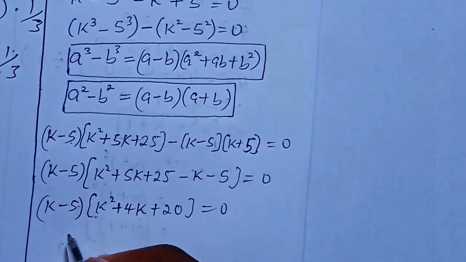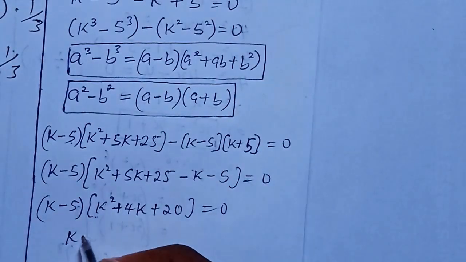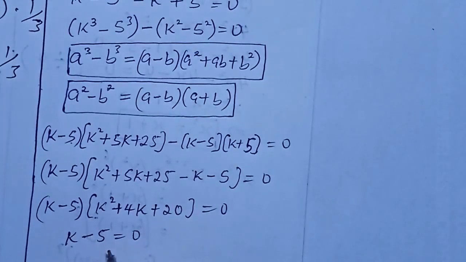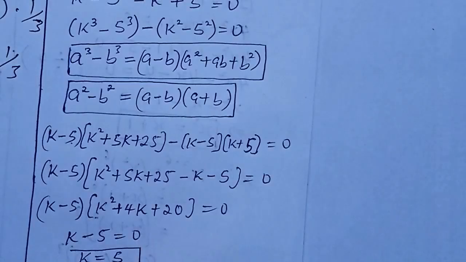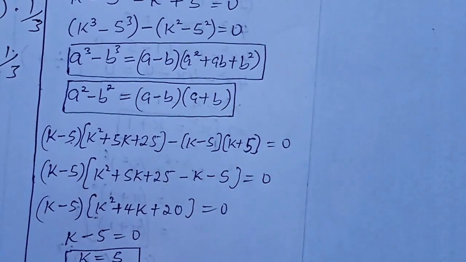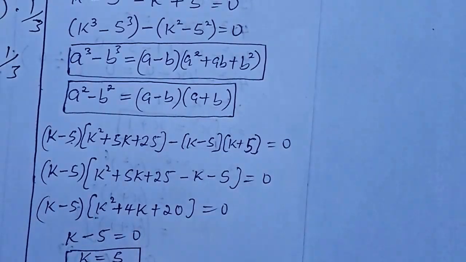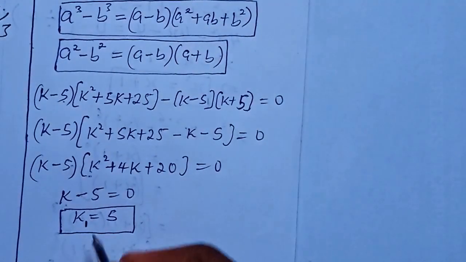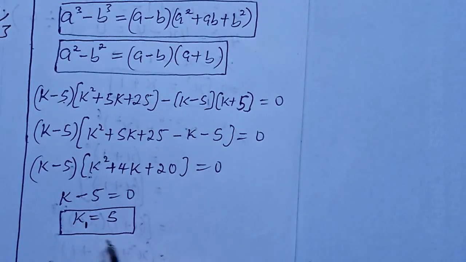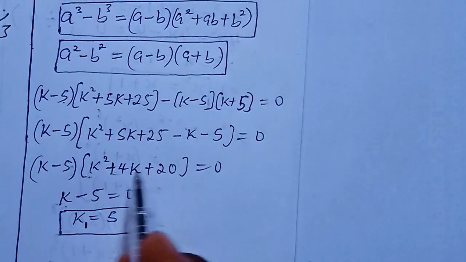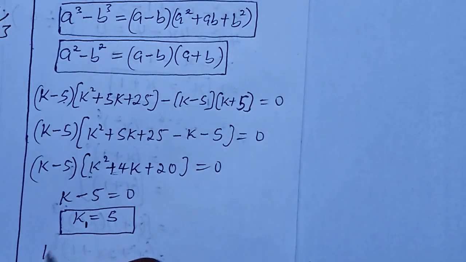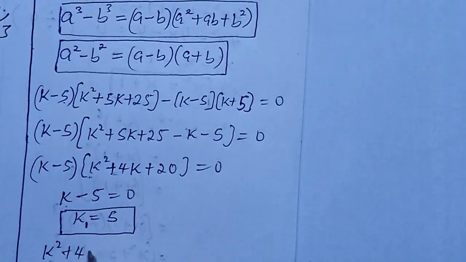So for the first value of k, k minus 5 will be equal to 0, then k equal to 5. This is the first value of k, which is going to be k1. Then for the other values of k, we need to solve this quadratic equation, and that gives us k squared plus 4k plus 20 equal to 0.